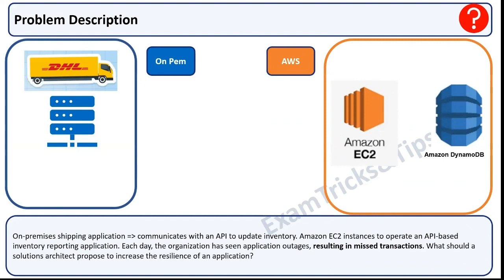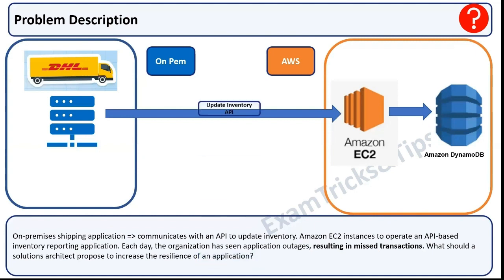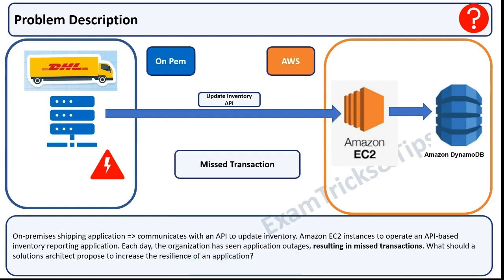Your other part of the application, which is taking an API request from the on-prem application and then updating the DynamoDB database for inventory, is on AWS infrastructure. What you're getting is an API request from the on-prem application for updating the inventory API. It has also been specified that there are application outages happening every day, and I'm assuming it to be on the on-prem side. What that means is whenever application outages are happening, the update inventory API call is not going through or not being called, and that's causing missed transactions. So that's your overall problem scenario.